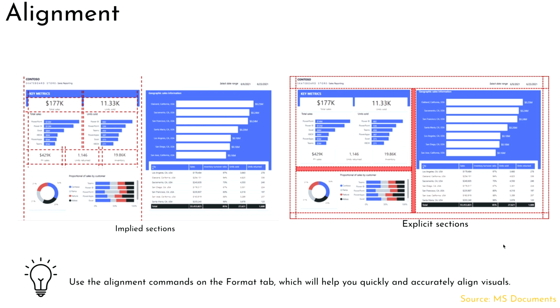Now comes the alignment. Alignment is very important. You should make sure that your report looks appealing to the end users in terms of alignment. Elements should not overlap each other or cross each other, something like that. And you can definitely understand by the image that you can see on your screen right now.